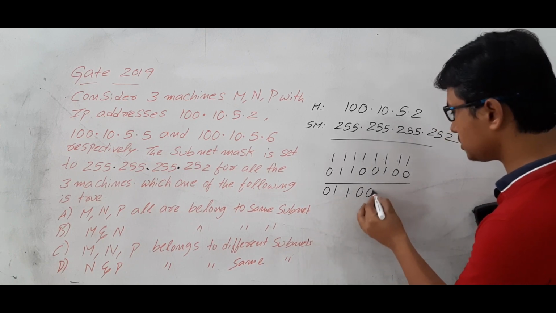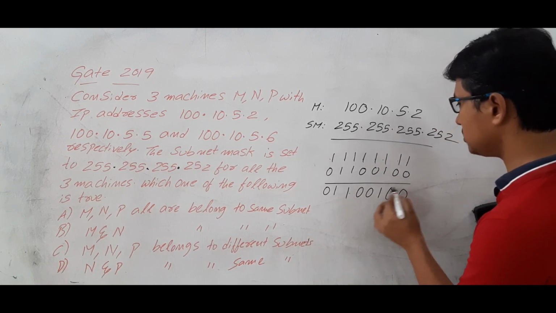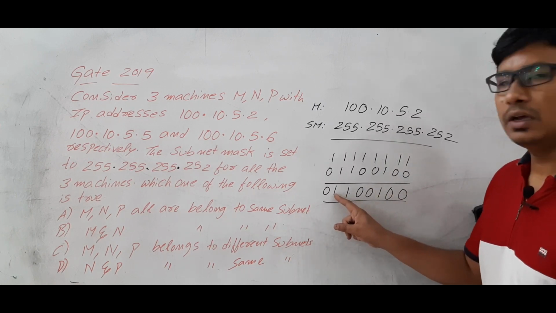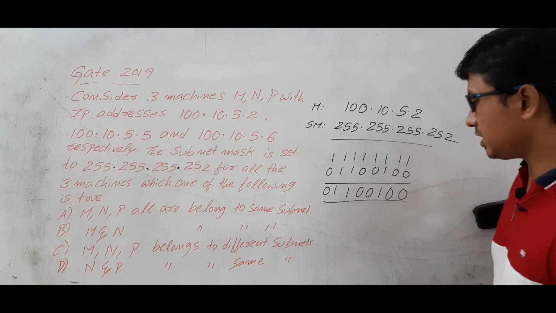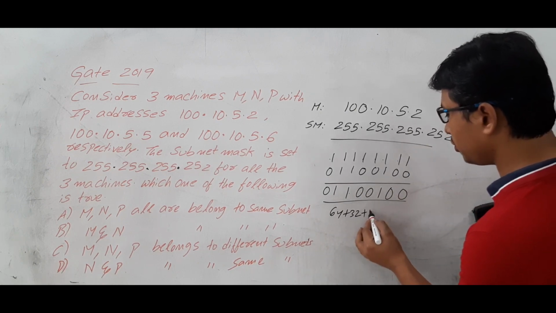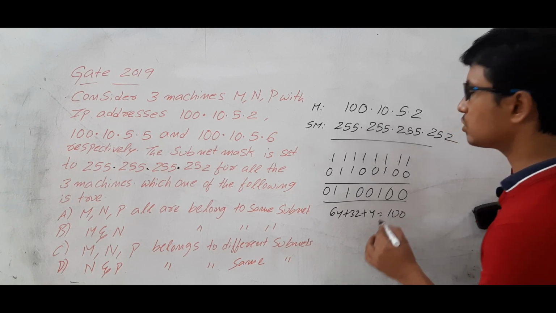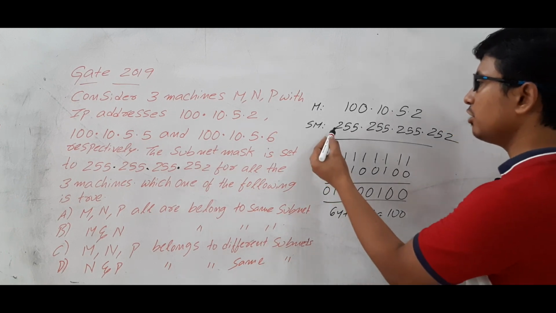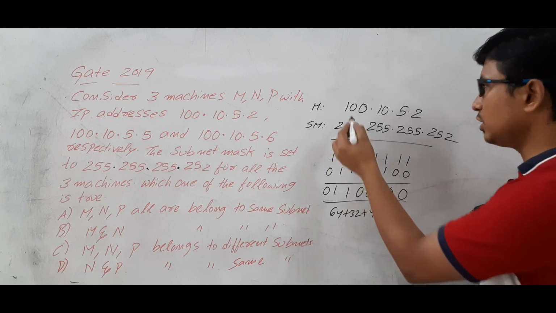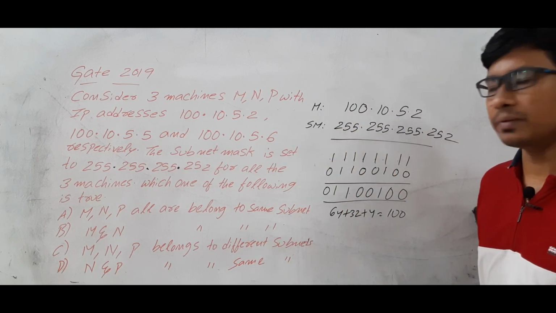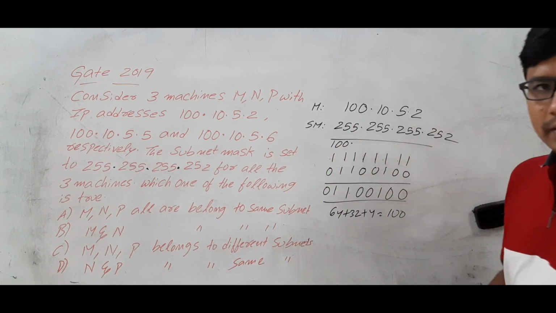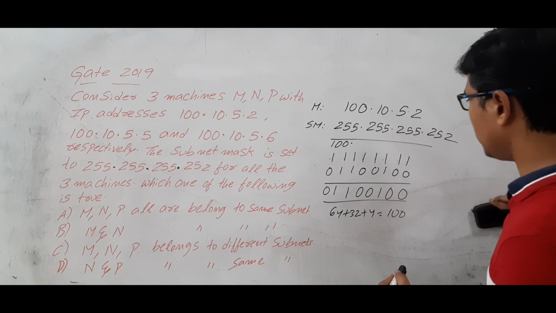1, 1, 0, 0, 1, 0, 0. So what I got? If I convert into a decimal number, this is 64 plus 32 plus 4, which is 100. So what I want to say is that if you perform bitwise AND of 255 with anything, you will get the same thing back. So in this case, 100 only. Okay, is it clear? 100 dot.